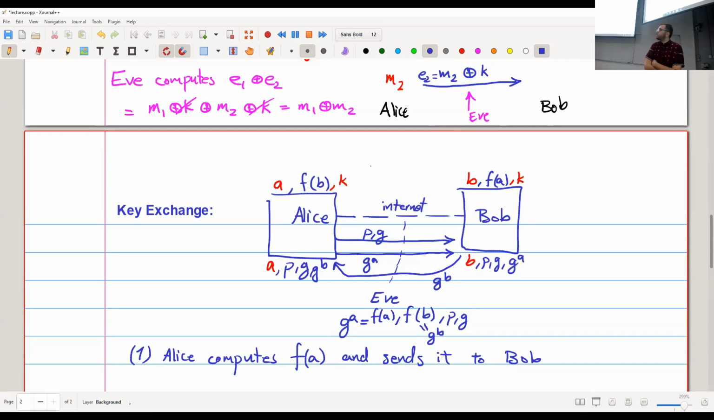Now, Bob knows g to the power of A, and he also knows B. So he can just take g to the power of A, and he can raise it to the power of B, so that he gets g to the power of AB. Right? On the other hand, Alice knows g to the power of B. So she also knows the secret A. She can, again, take g to the power of B, and she can raise it to the power of A, and that also gives her g to the power of AB. Right? So that's what my secret is going to be. My secret K is going to be g to the power of AB.